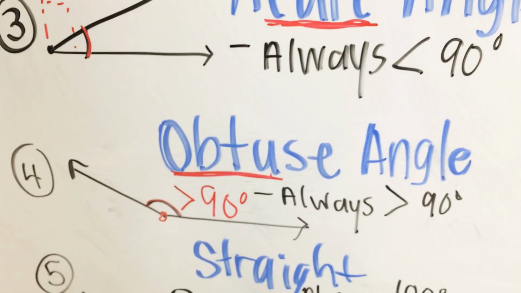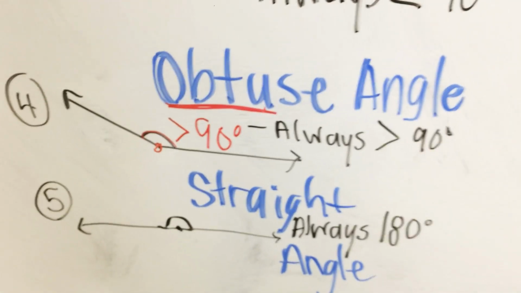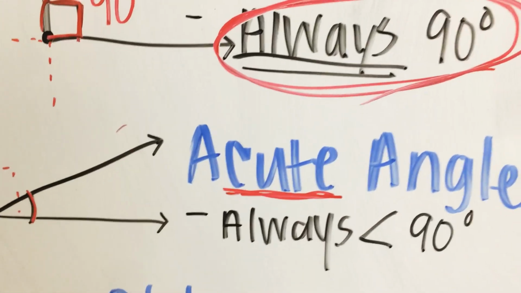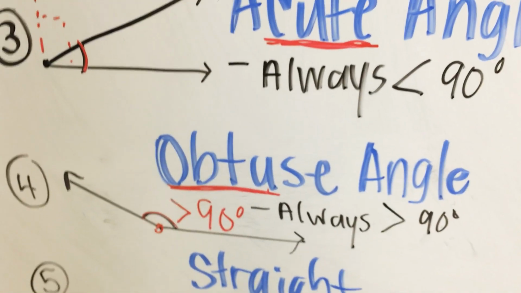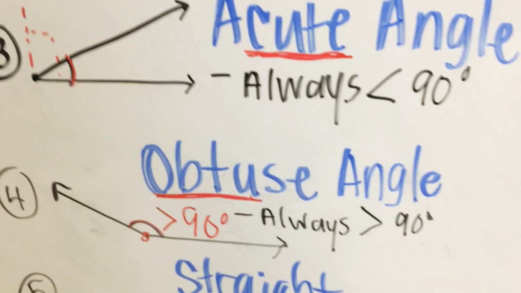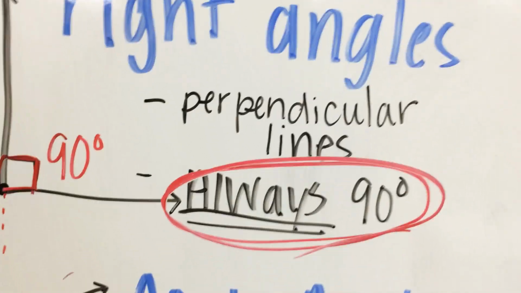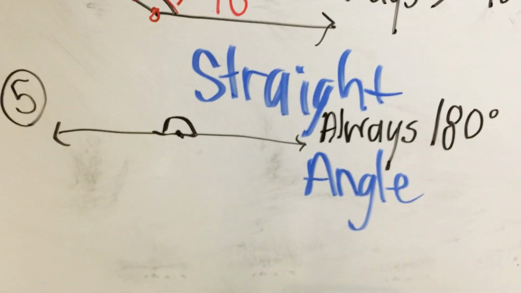Okay, so an obtuse angle is bigger and larger than 90 degrees, where a little cute angle is less than 90 degrees. Obtuse is greater, acute is less than, okay, 90 degrees. Right angle is right on the dot, 90 degrees. Okay, last angle to learn about is our straight angle.